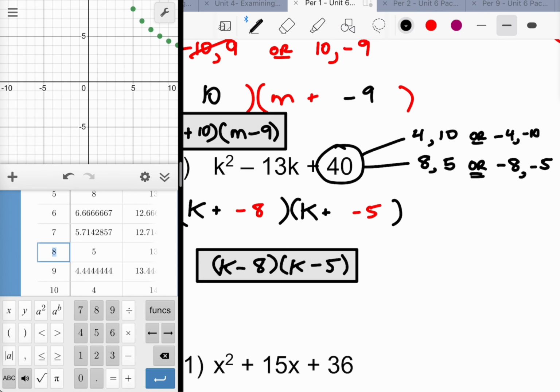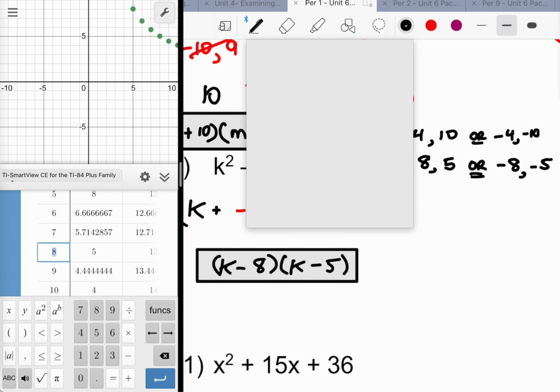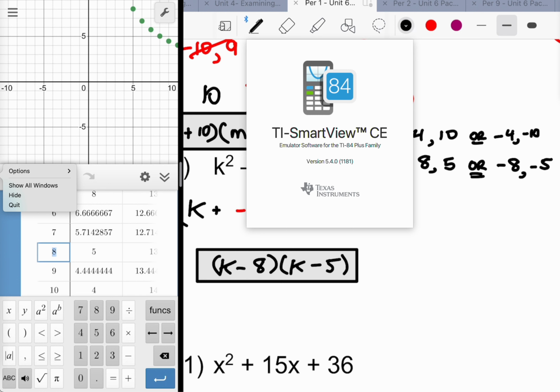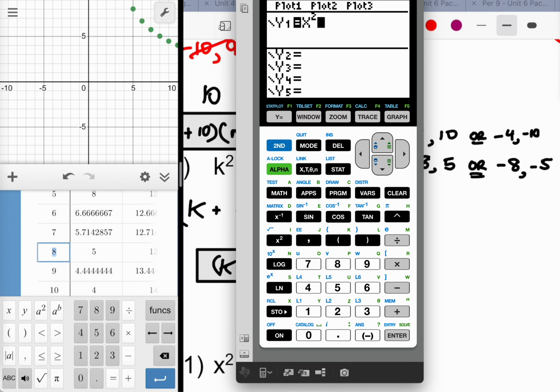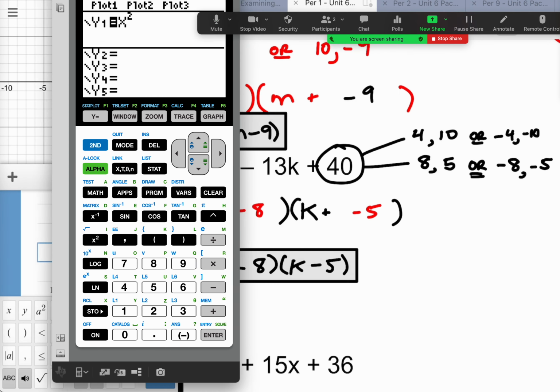Now for the TI, it's not as elegant, but it's still doable, assuming my TI wants to open. Come on. Where are you? Oh, there it is.